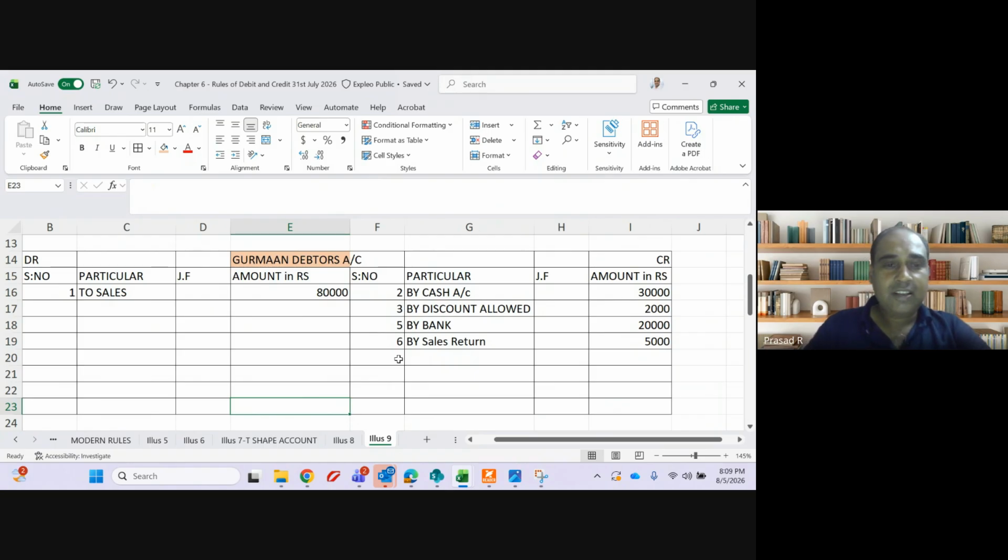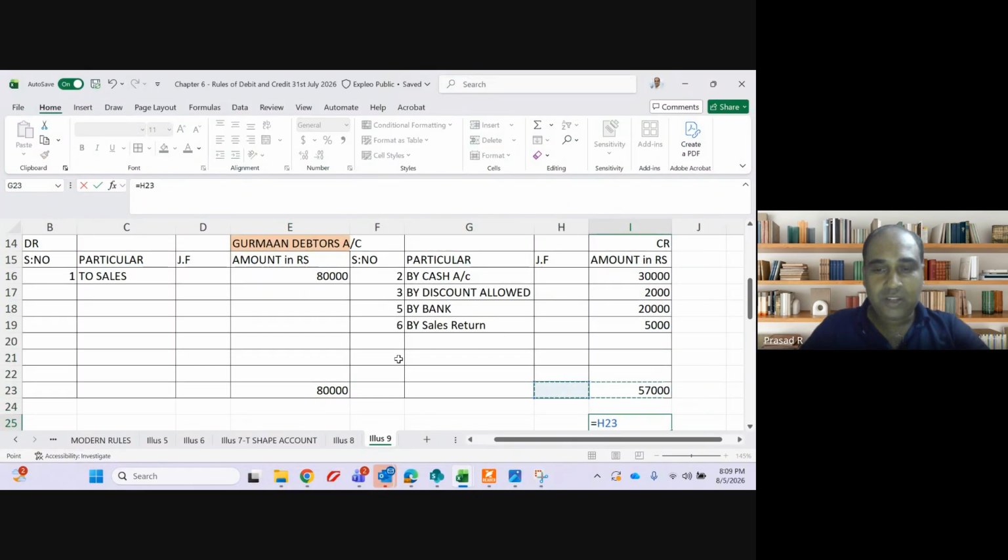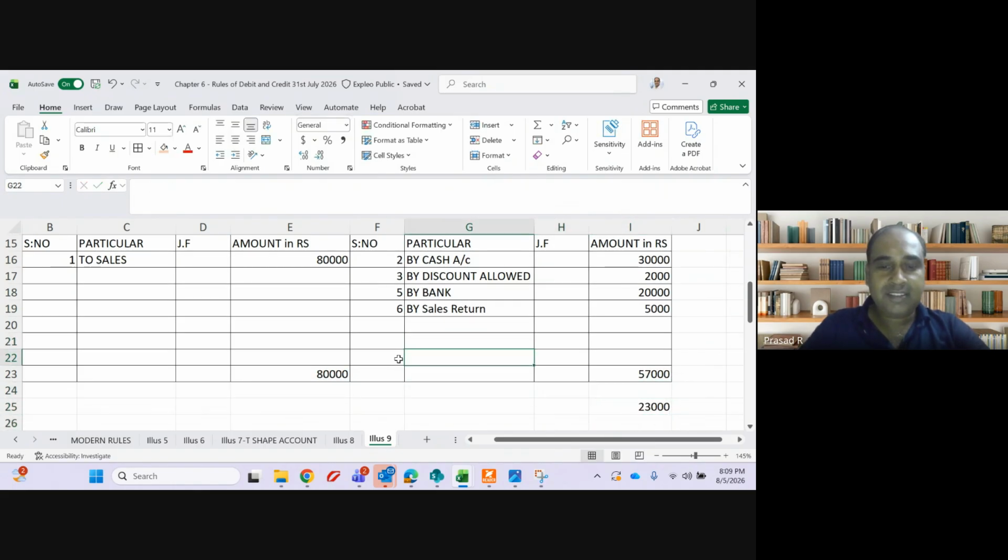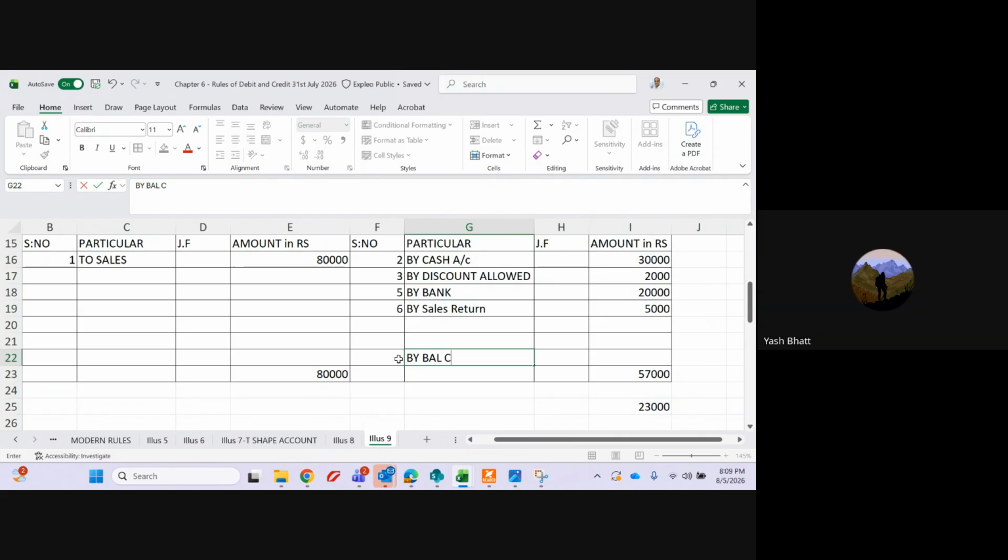Now, a logical question. Gurman is a debtor. Always, which side will be higher, debit side or credit side? Debit side, sir, because an asset always has a debit balance. That means my debit side will always be high. So 80,000 minus 57,000 is 23,000. This I will call by balance carried down, or brought down.